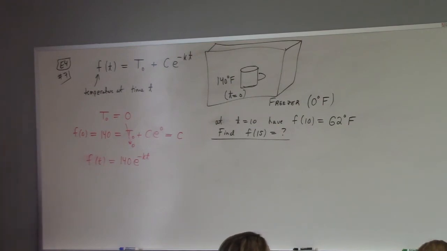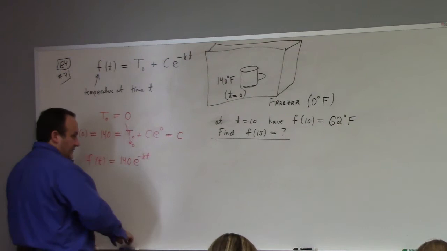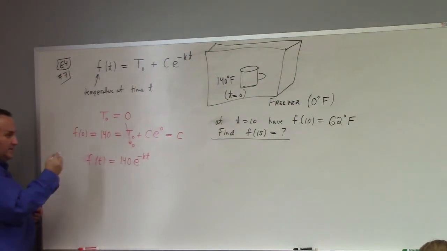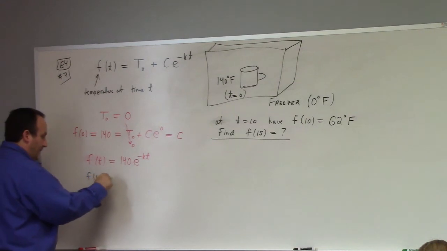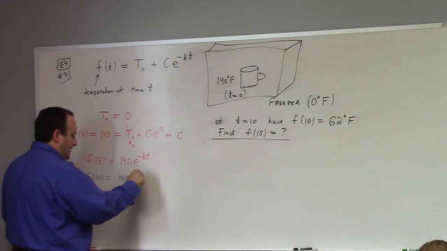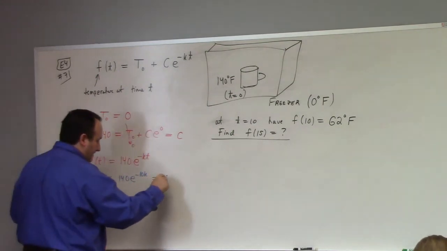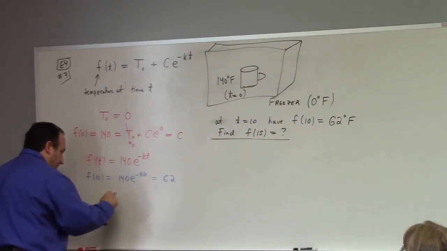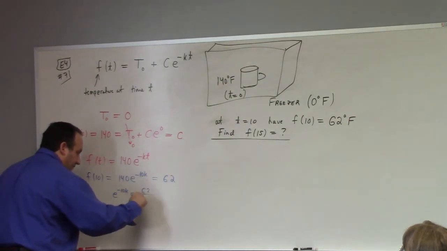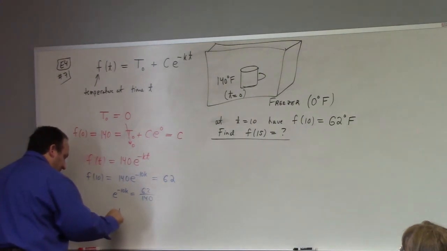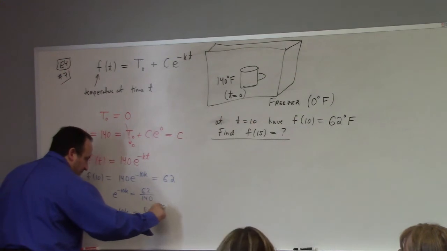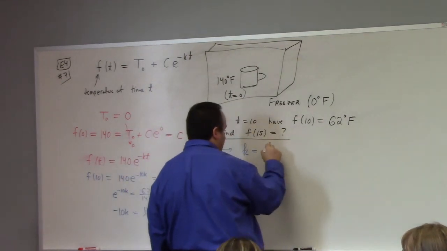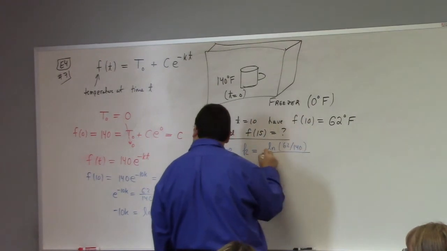What else have I not used? Oh, there's another piece of information we haven't used yet. At t equals 10, F of 10 is 62. So I have to use that to figure out what K is. F of 10, which is 140 e to the minus 10k, is equal to 62. I can solve for K now. I divide by 140 and get e to the minus 10k equals 62 over 140. If I take the natural log, I get minus 10k equals the natural log of 62 over 140, which tells me K is the natural log of 62 over 140 divided by minus 10.